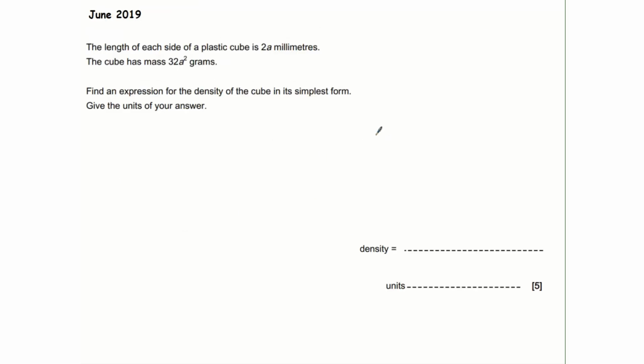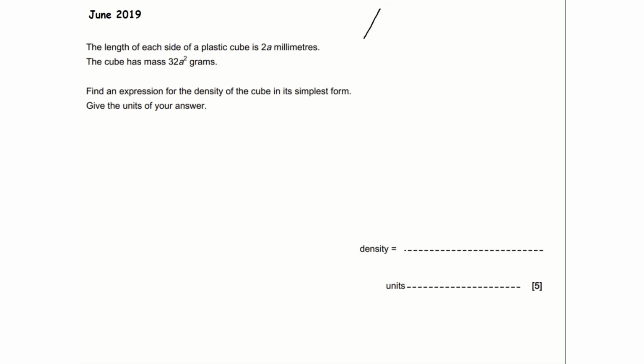Okay, so this question here looks slightly more complicated. It says the length of each side of a plastic cube is 2A millimeters. The cube has a mass of 32A squared grams. So we're now talking of a question that is linking to algebra. Find an expression for the density of the cube in its simplest form. Give the units of your answer. Now this is a 5-mark question.